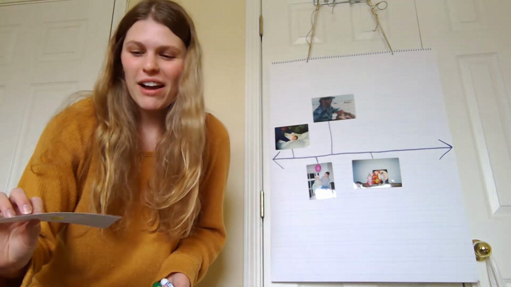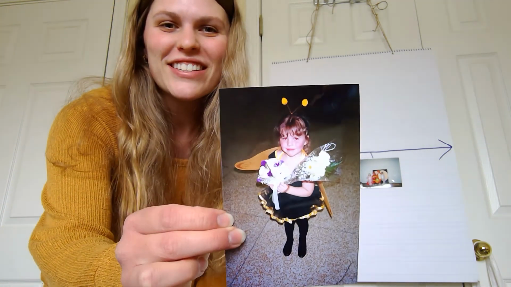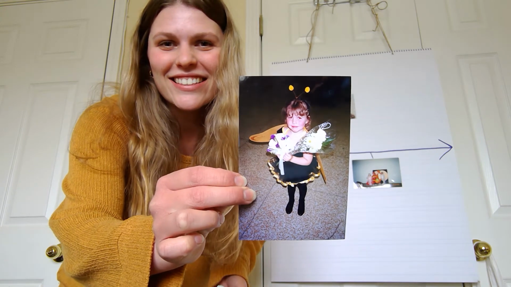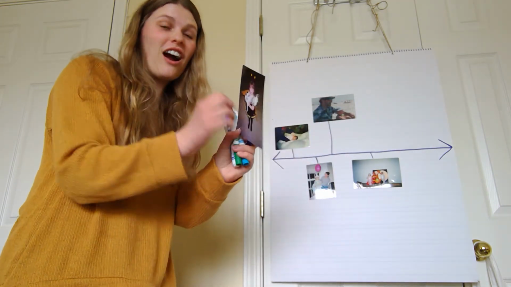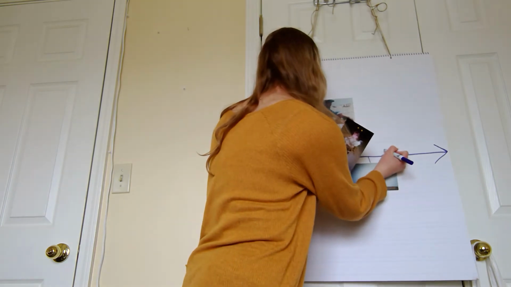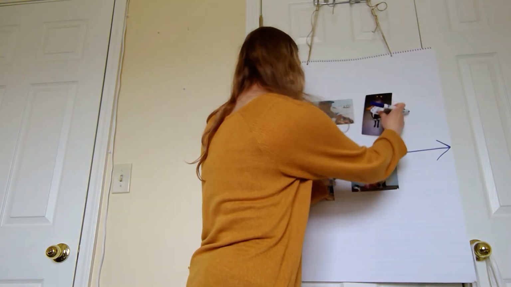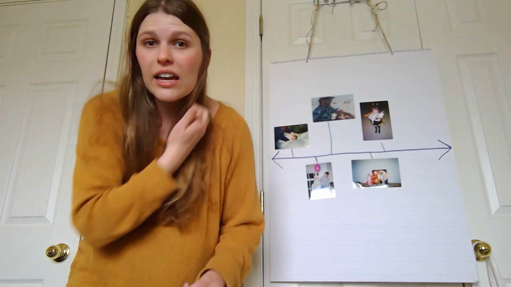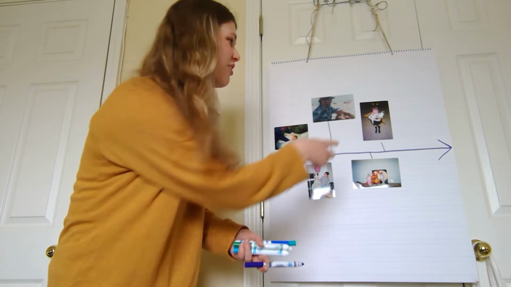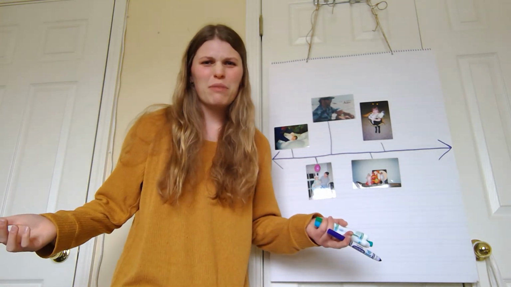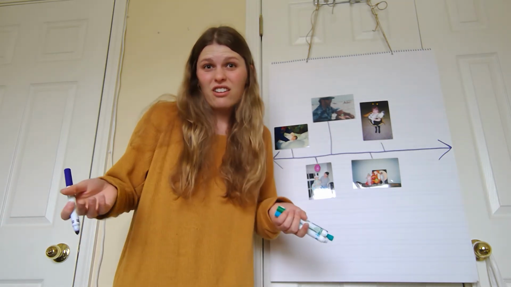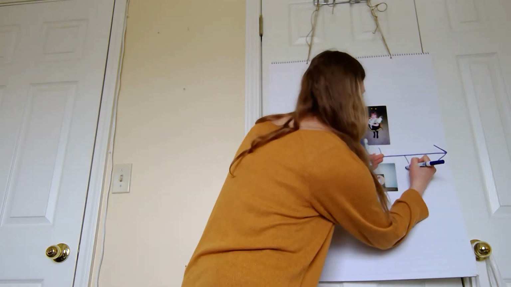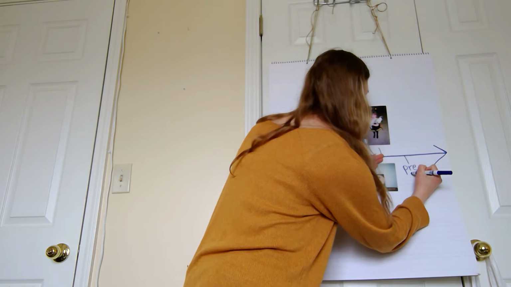My fifth event on my timeline is my first dance recital. So I was a bumblebee and I did dance lessons. So that's going to go after Halloween. Right here. Now, friends, I started preschool around this time, but I couldn't find a picture of that. So you know what? I'm just going to write the word preschool. So I'm going to draw an arrow for an event, and I'm going to write preschool.